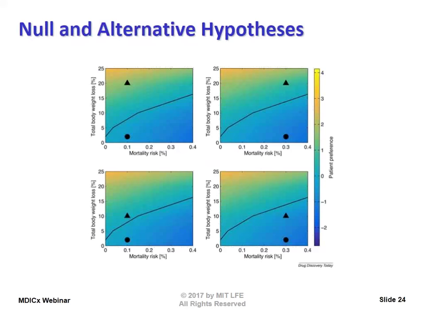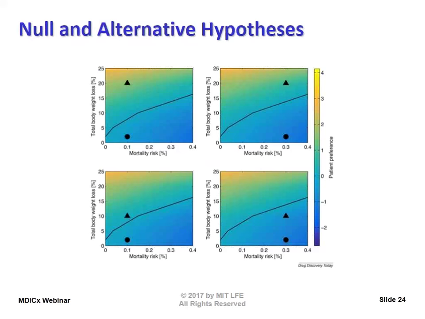Okay, so then we take this patient value model and we apply it to 4 representative sets of null and alternative hypotheses for our investigational weight loss device. So the null hypothesis in each one of these figures is given by the black circles, and the alternative hypothesis is given by the black triangles. Now, in each one of these subplots, the x-axis shows mortality risk, and the y-axis shows total body weight loss.